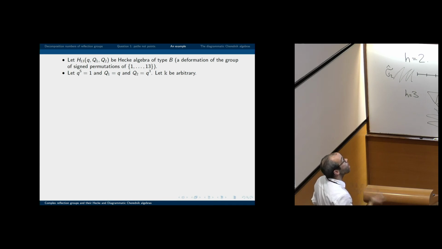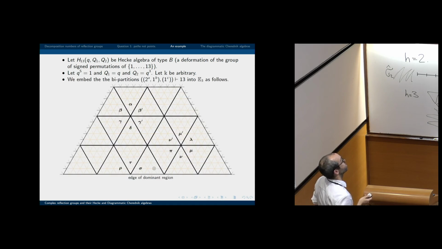I'm going to pick an arbitrary ring, because arbitrary field, because everything works over an arbitrary field. I'm going to embed all the bipartitions. Bipartitions are the things that label modules for the Hecke algebra of type level 2. If I restrict to bipartitions, they're all of the form lambda comma mu.